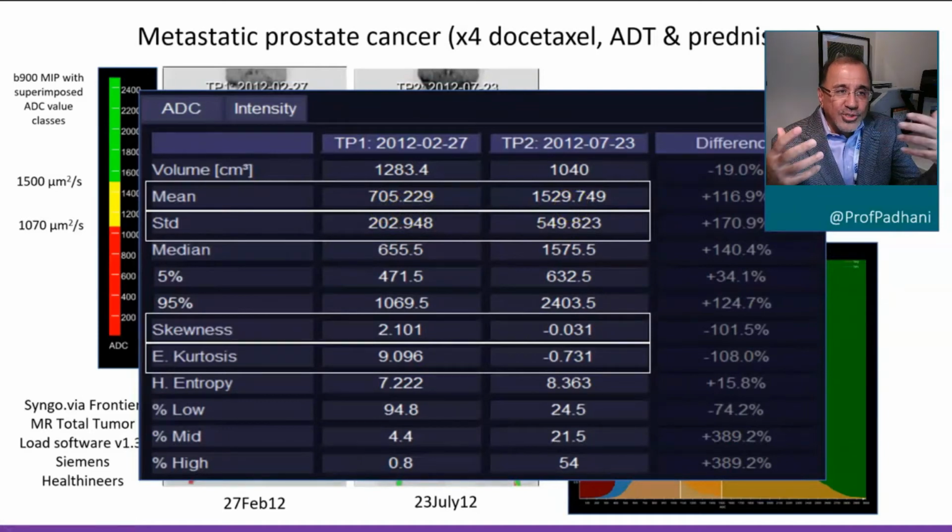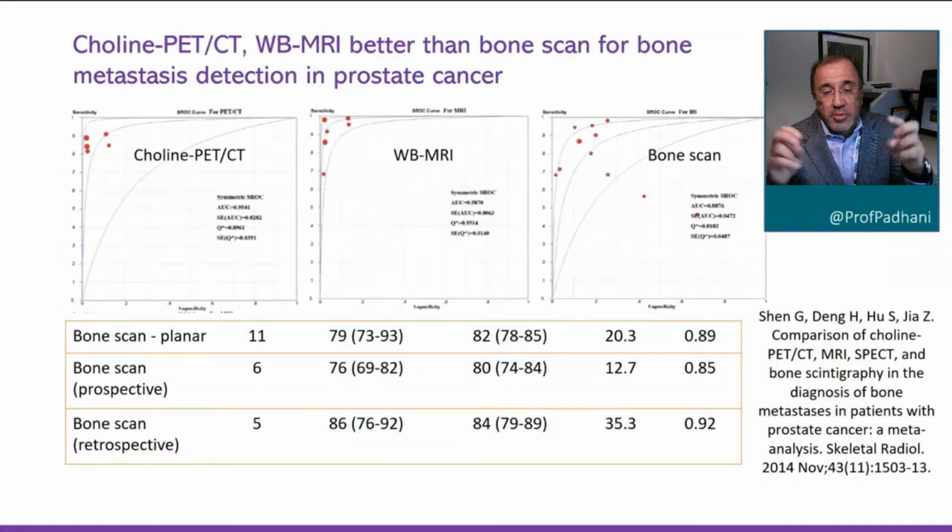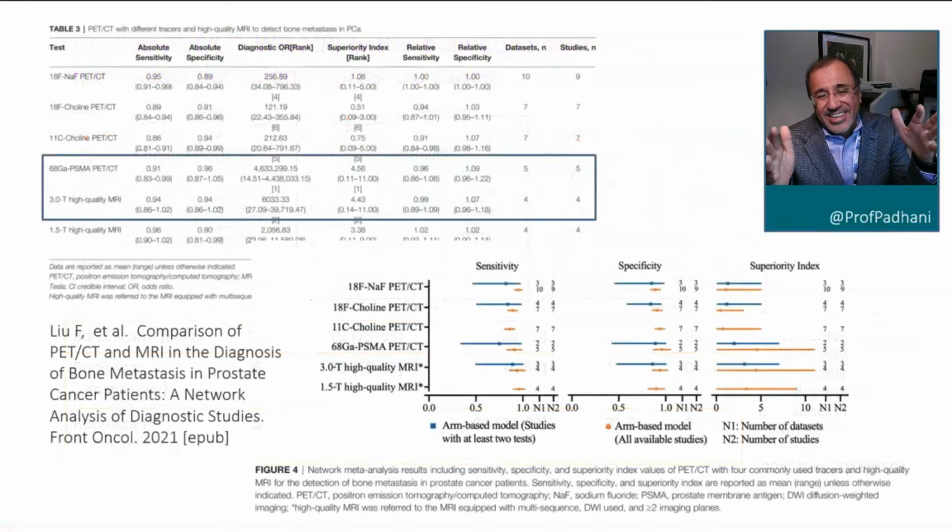So using this technology, it is possible to show that any PET or whole body MRI is going to be better than conventional imaging. And I think all of us would agree that a PET scan or a whole body MRI scan is going to be better than a bone scan. But the real question today is, how good is whole body MRI compared to a PSMA PET CT?